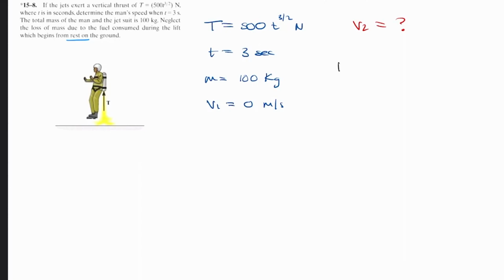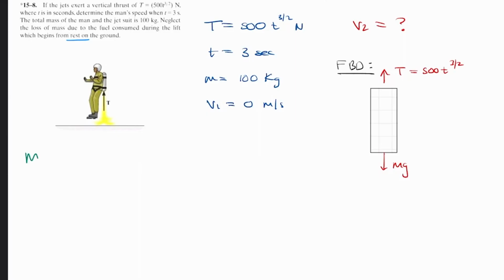So drawing our free body diagram for the man and the jet, we can just generalize a shape like this one. So what forces do we have? Well, we have the thrust going up. We have the weight going down. That's pretty much all the forces that we have here. But notice that this one is a variable because it's a function of time. So let's write down the equation.